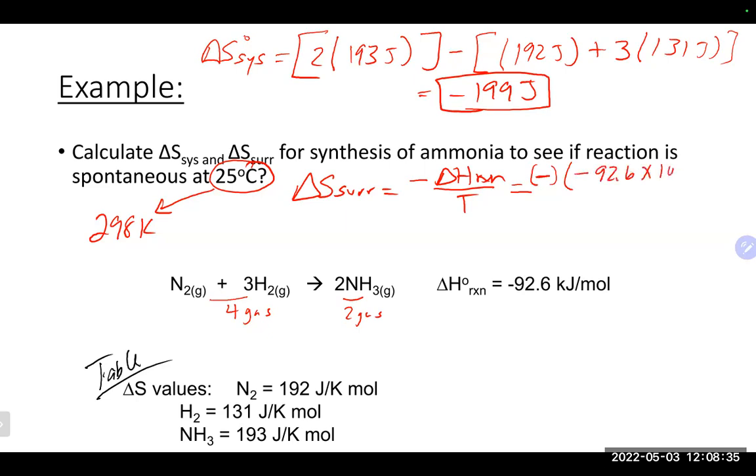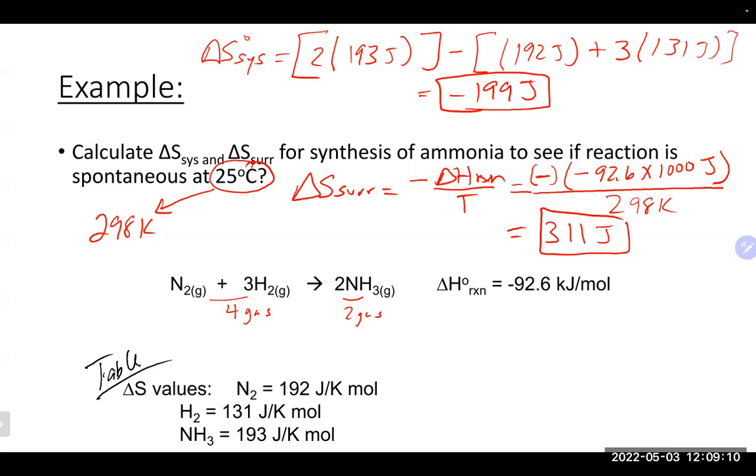I personally am going to multiply it by 1,000 just to convert it into joules at this point for me, so everybody will be in the same units. Obviously, if you did not, you would still be in kilojoules at this point. We're going to divide it by 298 there. And that will yield me here for my surroundings, if I hit the right number there, times 1,000 divided by 298 gets me about 311 joules here.